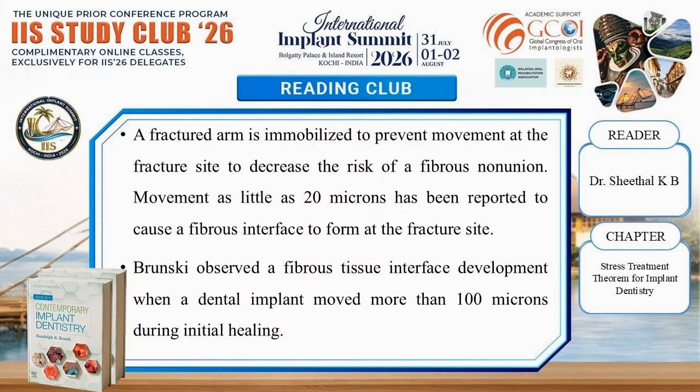A fractured arm is immobilized to prevent movement at the fracture site to decrease the risk of a fibrous non-union. Movement as little as 20 micron has been reported to cause a fibrous interface to form at the fracture site. Brånemark observed a fibrous tissue interface development when a dental implant moved more than 100 micron during initial healing.